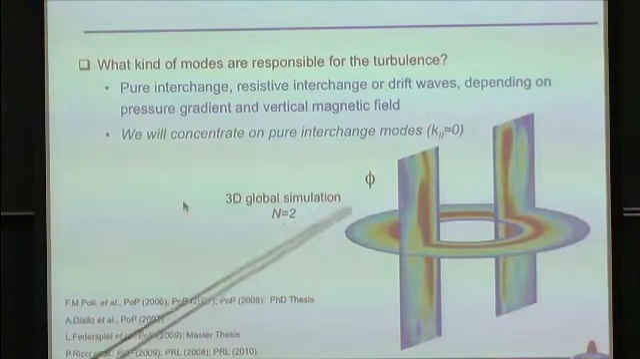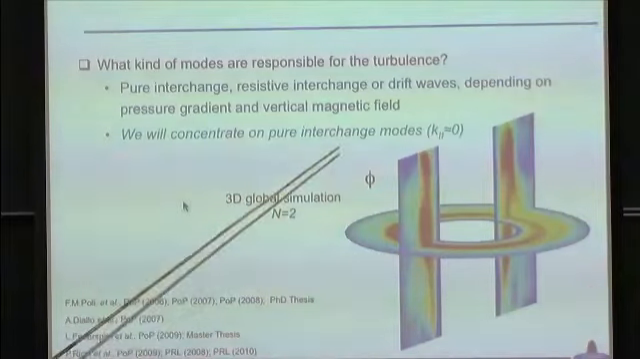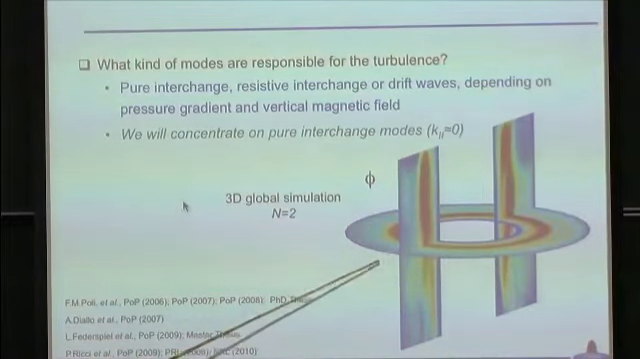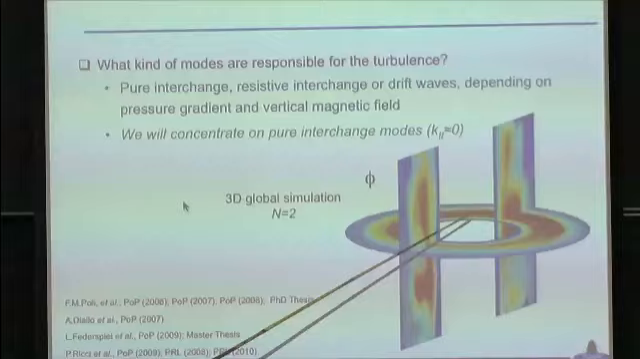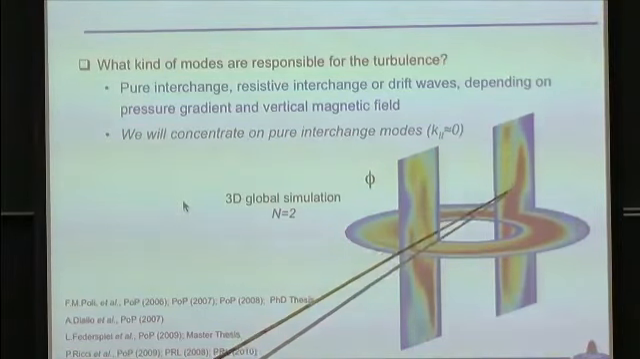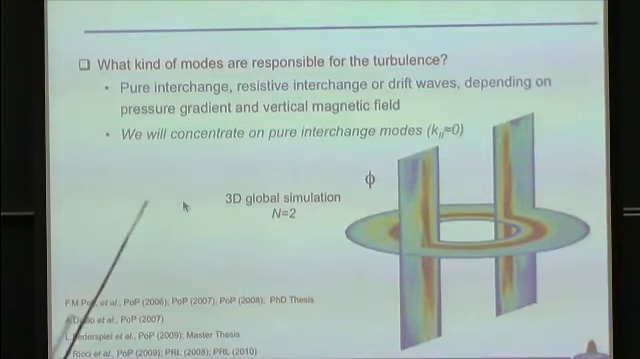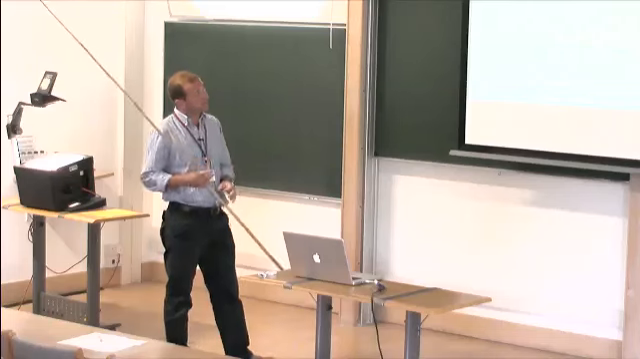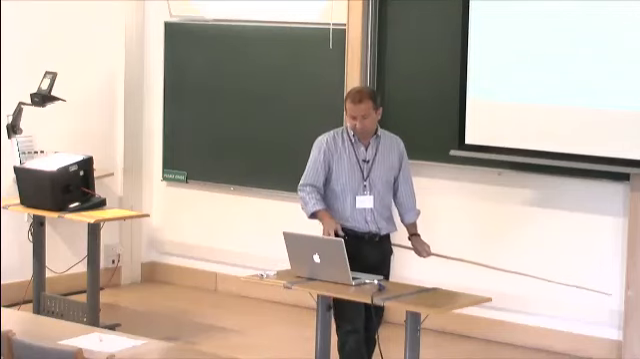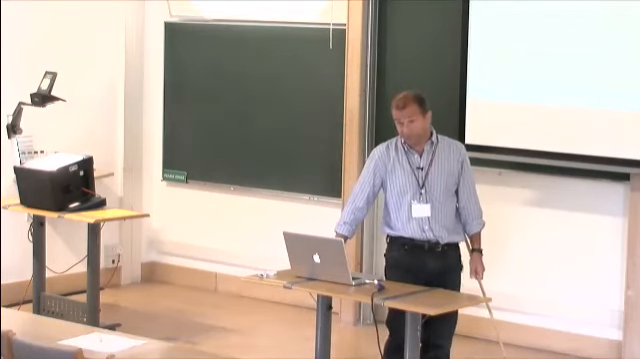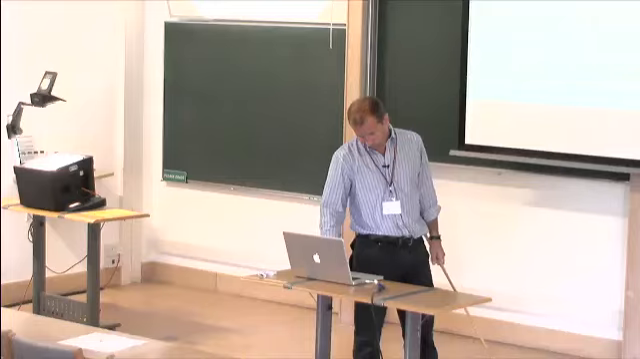This is a 3D simulation for n equals 2, so a situation dominated by K parallel equals 0 modes. Of course, this is nonlinear evolution, and you see from this simulation that you have regions of plasma that are detached from the source region, and they are expelled out towards the low field side. So this is sort of a prediction from theory, in a sense, that you have blobs generated there, and they propagate to the low field side.